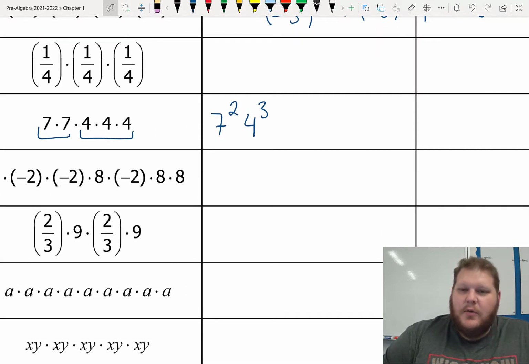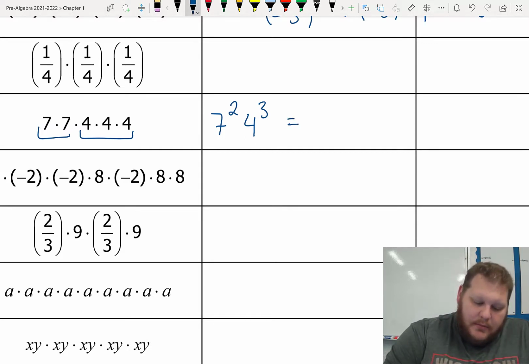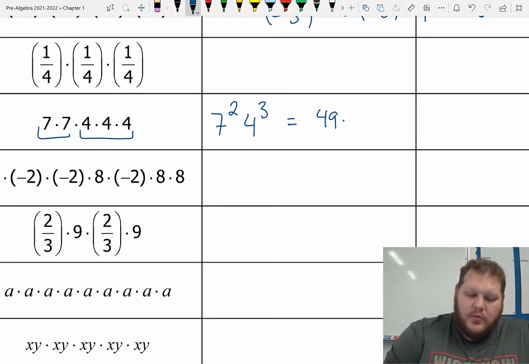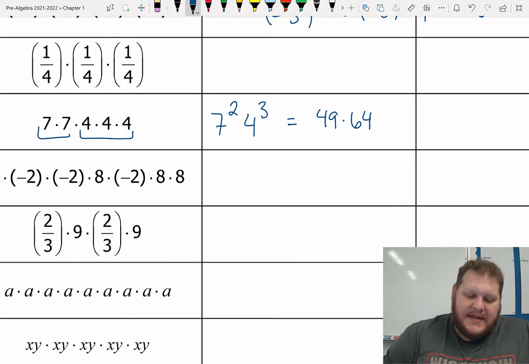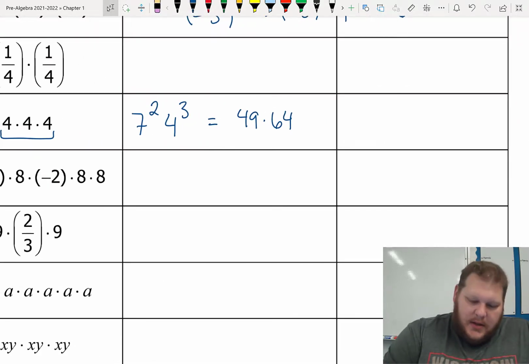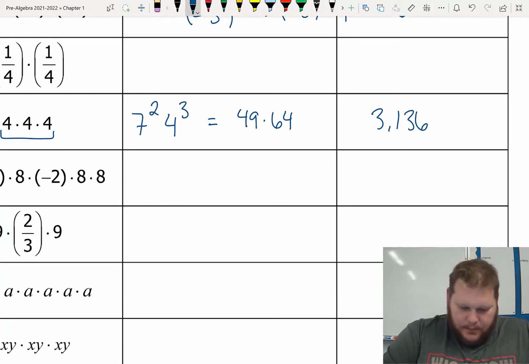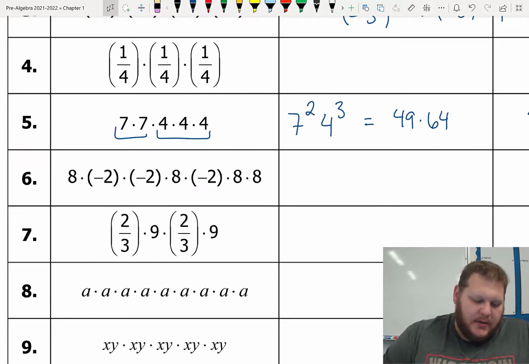Since we have the expanded view all the way over to the left, you could just grab your calculator, type in 7 times 7 times 4 times 4 times 4. If you wanted to, you could also use your calculator and evaluate these as exponents. I would do them separately. So 7 squared is 49. 4 cubed is 64. So then you would use your calculator to find what 49 times 64 is, to give us a big number, 3,136. All right, for number 7 here, same idea.